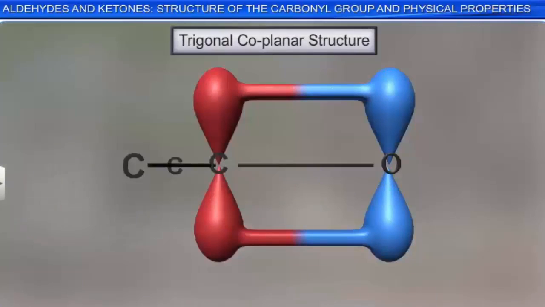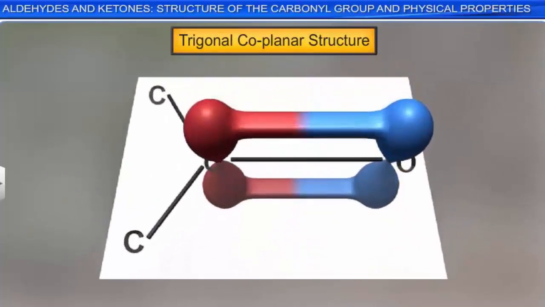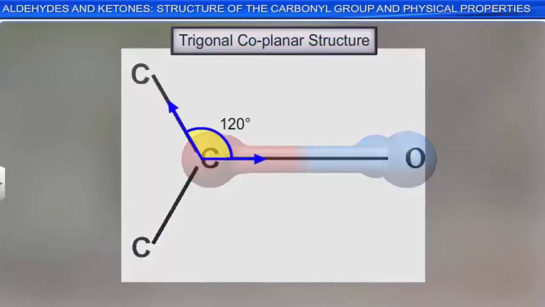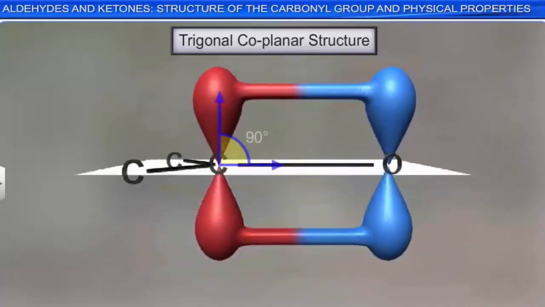Thus, the carbonyl carbon and the three atoms attached to it lie in the same plane with a trigonal coplanar structure and a bond angle of 120 degrees, while the pi electron cloud lies perpendicular above and below the plane.